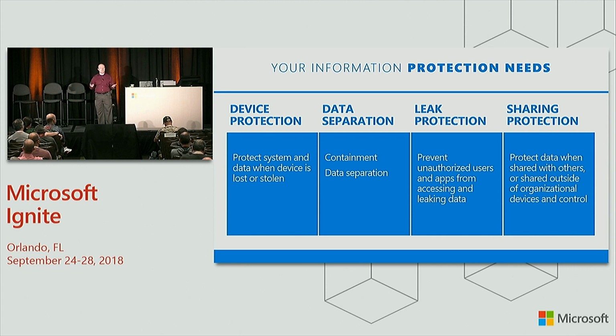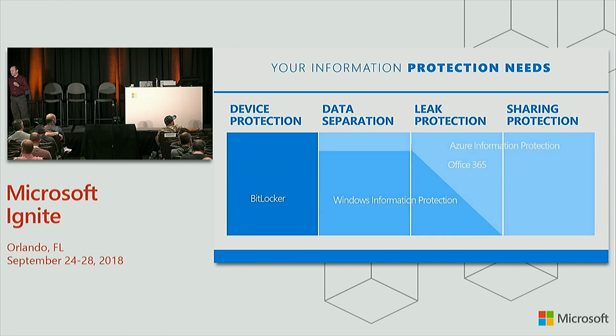So I want to put Windows Information Protection in context. Where is it with all of the other things that we do to help prevent data leak? On the one end, you've got device protection, you've also got data separation, leak protection, and you do occasionally need to restrict your sharing, so you are sharing, but in a specifically restrained way.